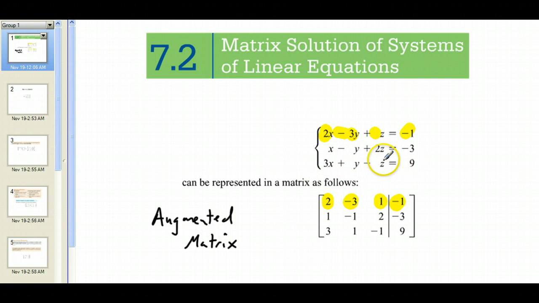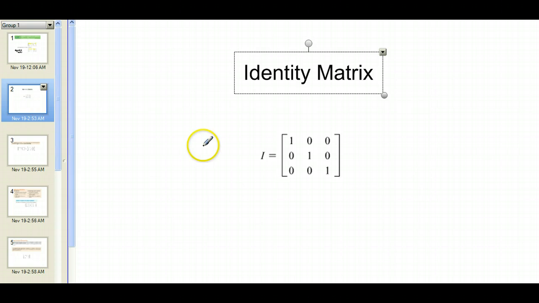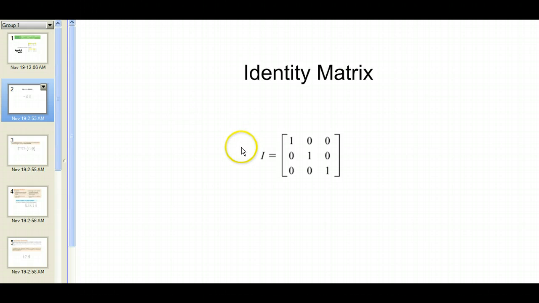You have to make sure that you get your x's, y's, and z's together on one side and your constants on the other if you're going to set up an augmented matrix. Alright, and then this thing is called an identity matrix. That's going to be important as we make our way through this last part of chapter 7.